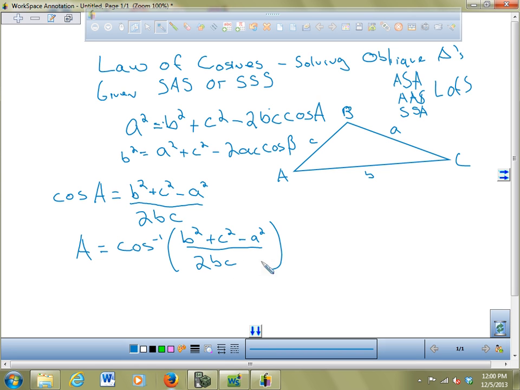2BC. And so this is a really quick formula. If you want to find an angle, all you have to do is take the inverse cosine of this squared plus this squared minus this squared over this 2BC. Because that's basically what this says. Cosine of this is equal to this, so the inverse cosine of this is equal to angle A. And so that's a nice, quick, easy formula.